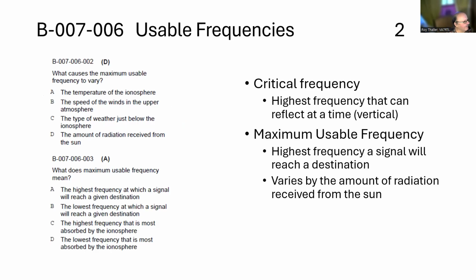What causes the maximum usable frequency to vary? That would be D, the amount of radiation received from the sun. What does the maximum usable frequency mean? That would be the highest frequency at which the signal will reach a given destination. So remember, the critical frequency is a signal going straight up and down, and the maximum usable frequency would be for any given destination.